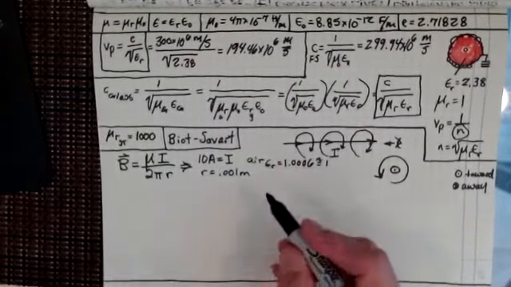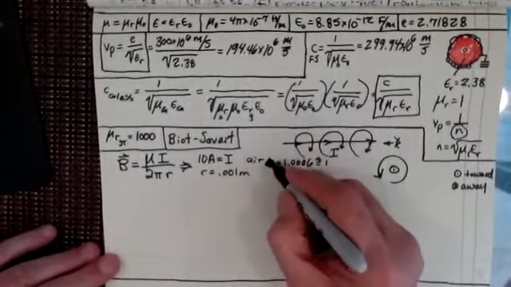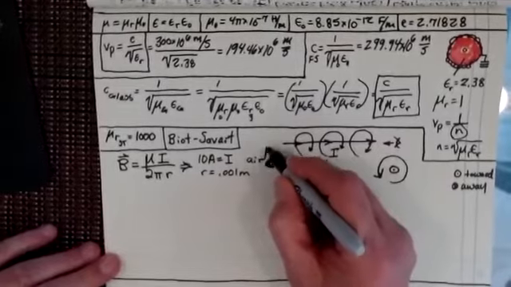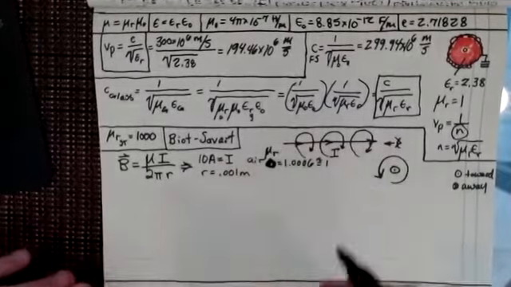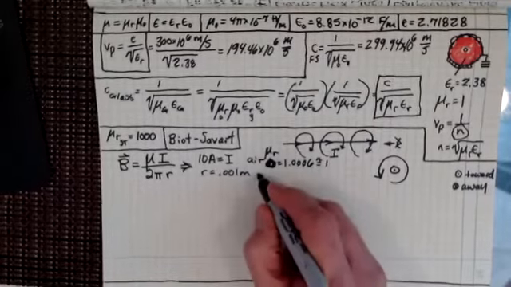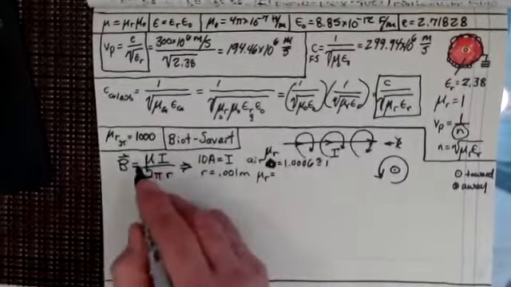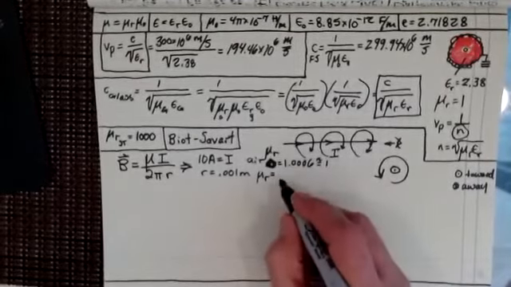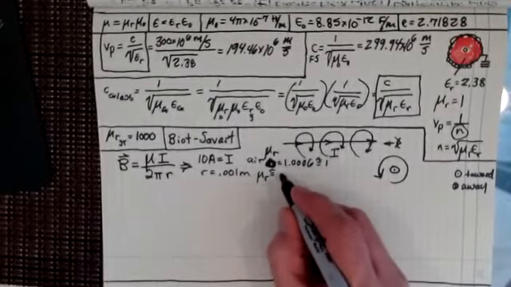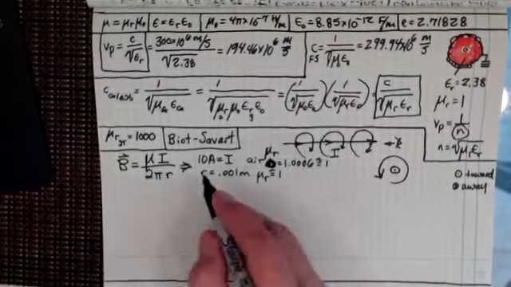Of course, let's not forget, excuse me, I'm sorry, why am I writing permittivity there? That would be my relative permeability for air, okay? And I'm going to say that it's approximately 1, like for most things. So let me write that down here. The relative permeability that I'm going to use here is going to be 1.